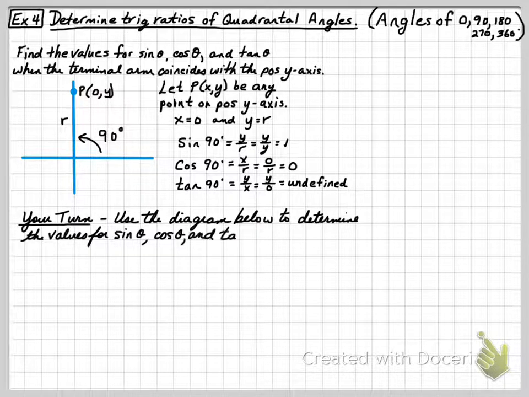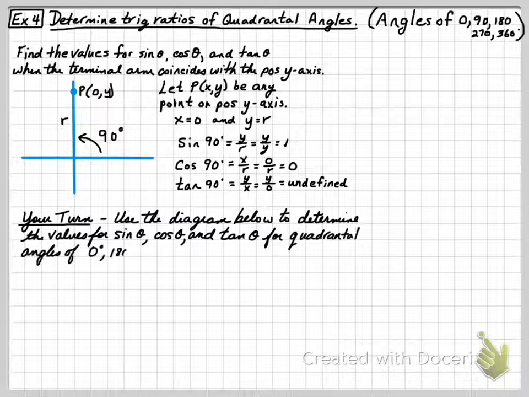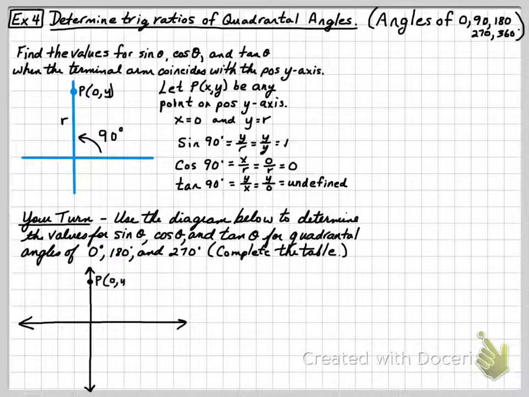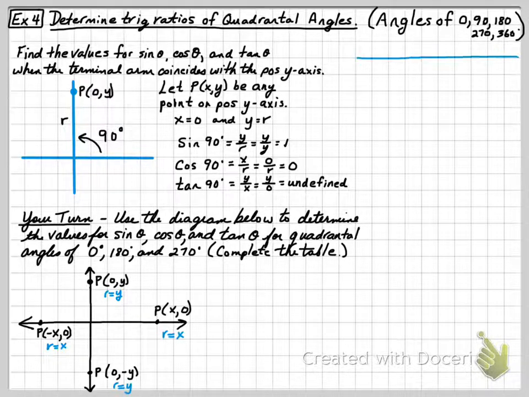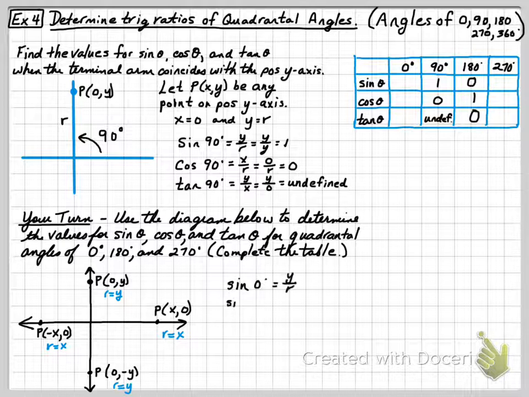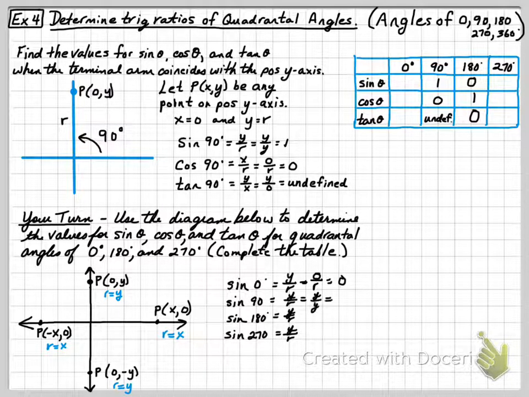In your turn, we want you to use the diagram below to determine the values of sine, cosine, and tangent for quadrantal angles of 0, 180, and 270 degrees, and then to complete the table that I'm going to put up here in a moment. Here we have 90 degrees, which has already been done for us. Well, we just did it. If you work all of these out using the method that we just learned, you're going to find some of them worked out for you. You can double check these, and here we have your values.